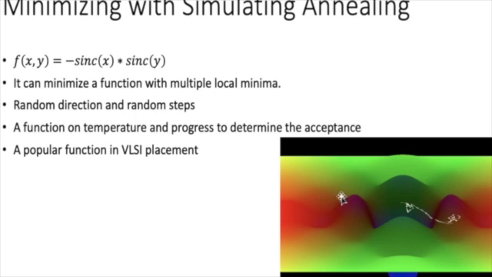But the disadvantage of this algorithm is that you don't know where to terminate it. It may take infinite time, and most of it is random, so it may take a long time. It's also very difficult to determine the scaling. It's difficult to choose the initial temperature, how the temperature cools down, and how to choose the acceptance function. But it's a popular algorithm in VLSI placement.